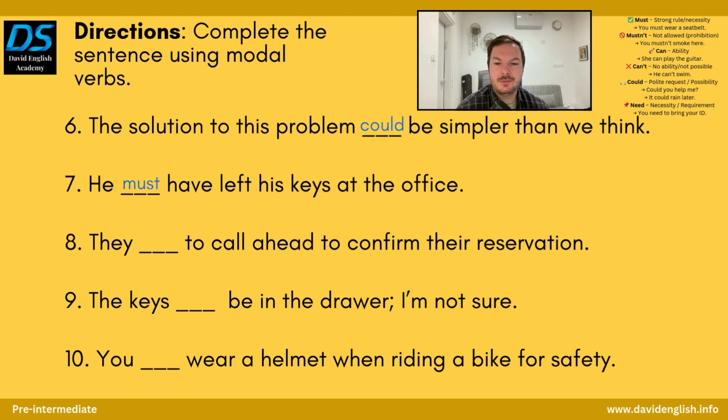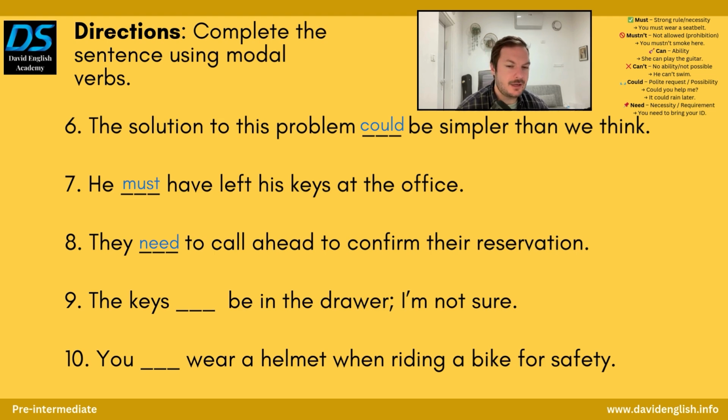8, they to call ahead to confirm their reservation. I think here we're going to say this is like a necessity. It's required. So they need to call ahead to confirm their reservation. Let's go to number 9. The keys be in the drawer. I'm not sure.